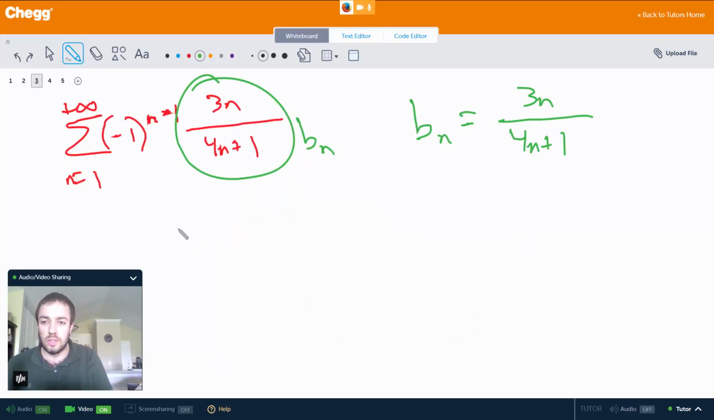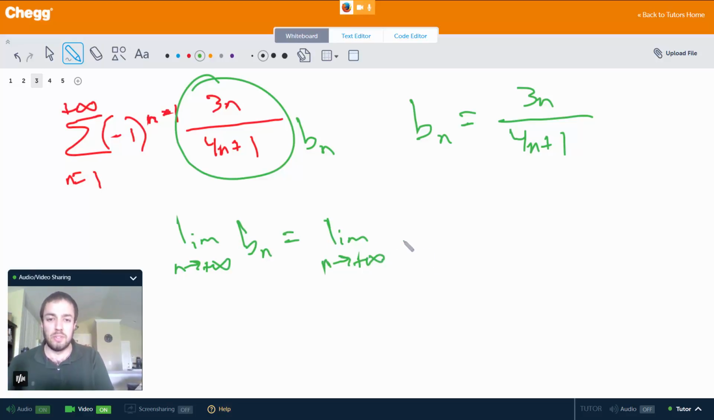So let's consider the limit as n goes to positive infinity of b sub n. That's the limit as n goes to positive infinity of 3n over 4n plus 1. But notice that because we have the highest power of n on top, just n to the first, and the same thing on the bottom, just n to the first, then this limit is going to be this 3 divided by that 4, which is 3/4. And notice that that is not 0.